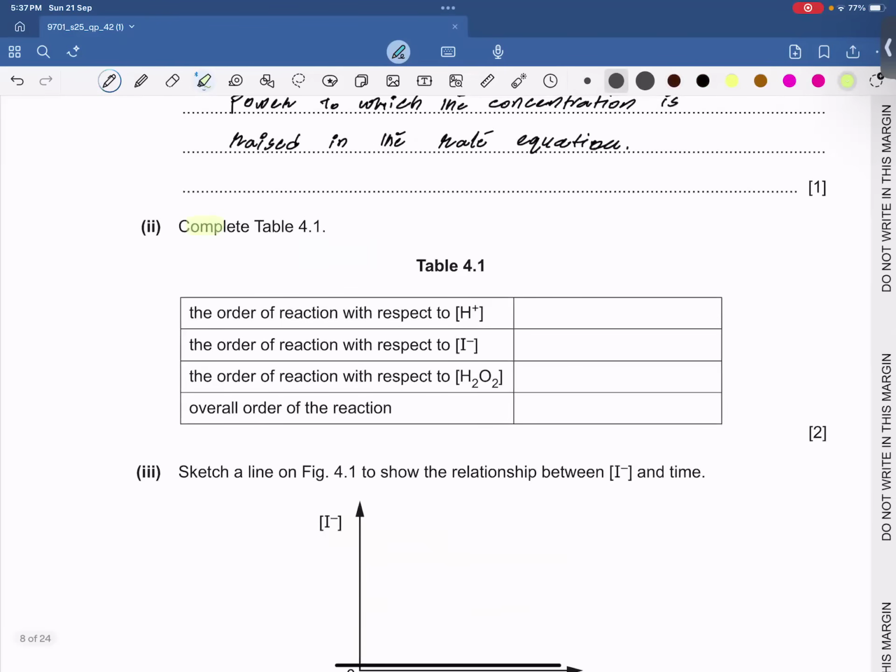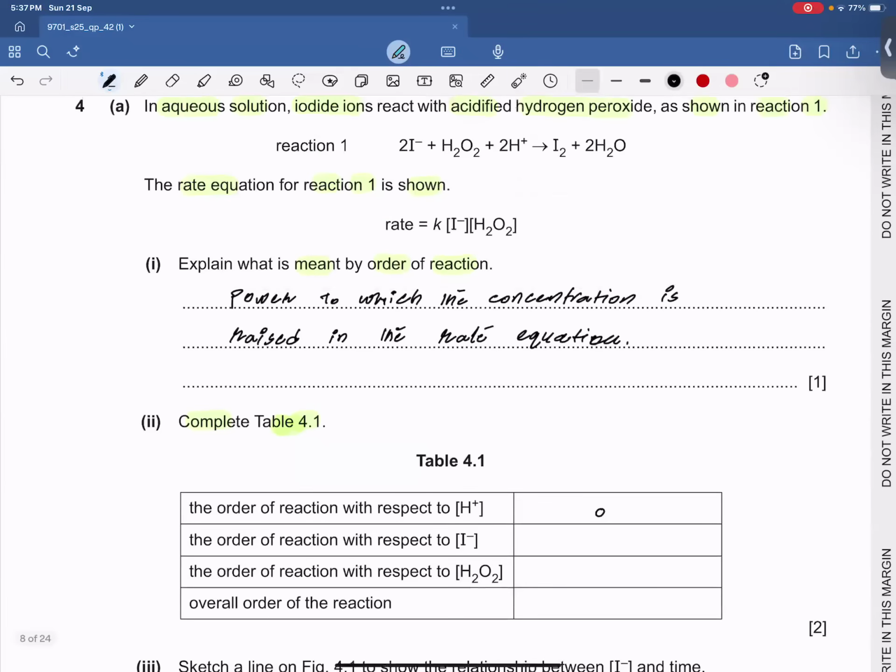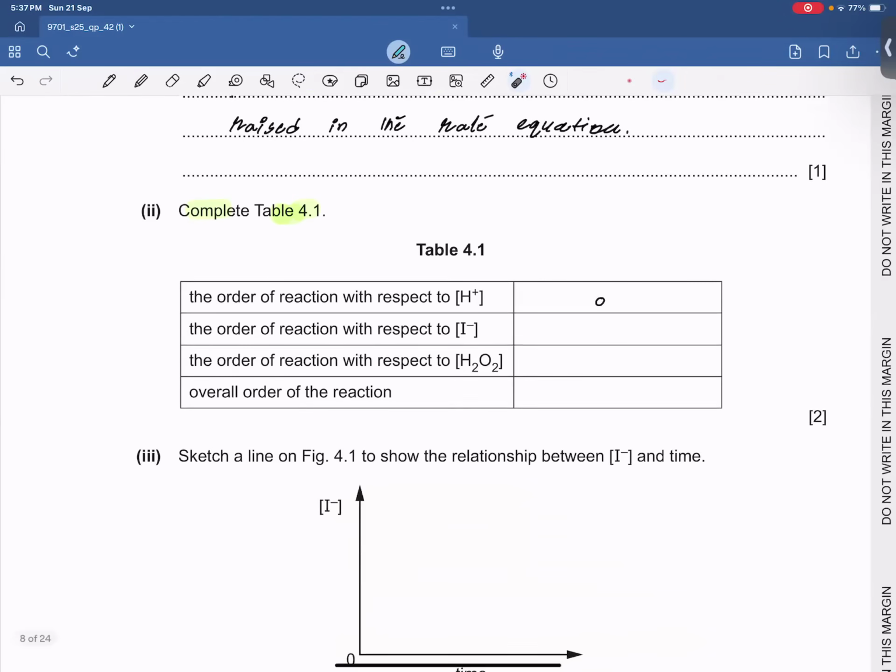In the next part, complete table 4.1. The order with respect to hydrogen ion is technically 0 because it is not given in the rate equation. If any substance is not given in the rate equation, that substance has 0 order, which means the concentration of that particular reactant has nothing to do with the rate equation or rate of reaction. Now, with respect to iodide, it is first order. With respect to H2O2 it is first order, and we need the overall order, so we add these two values. So I'm going to get 2. That means the overall order is second.